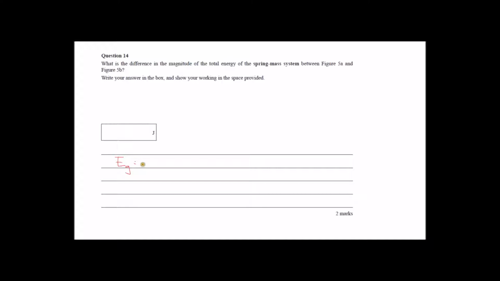So gravitational potential energy is mgh, which is 2 times 10 times 0.4, which is 8 joules. Now, the strain potential energy is a half kx squared, which is a half times 50 times the extension, 0.4 meters, squared, and that is 4 joules. So the difference, the gravitational potential energy minus the strain potential energy, 8 minus 4 equals 4 joules.